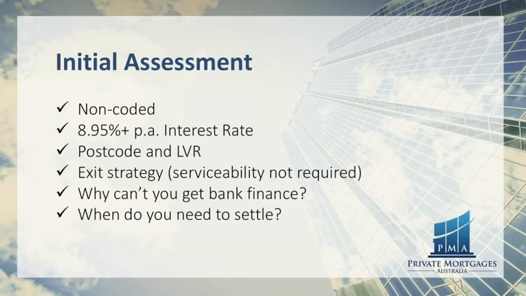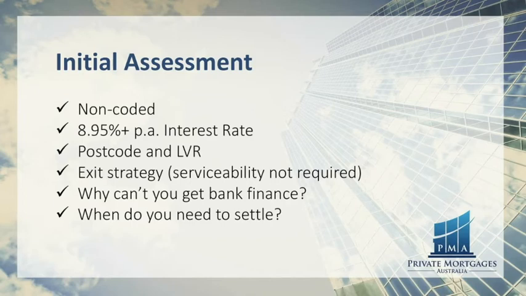The other type of credit in Australia is commercial credit. You don't need a consumer credit license to provide commercial credit. PMA only provides commercial credit, what we call non-coded finance, okay? So if it's a company borrower or if it's for a genuine business purpose, that's considered non-coded or commercial credit. So we only provide commercial credit. It has to be for a genuine business purpose or a company borrower on a development project. That's the first thing. The second thing is, is the borrower prepared to pay at least 8.95% per annum interest rate?